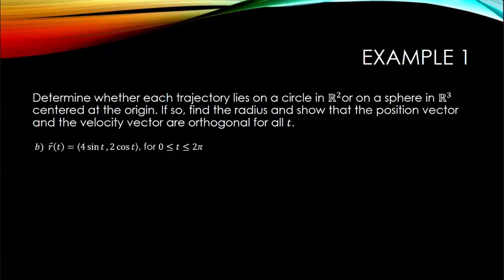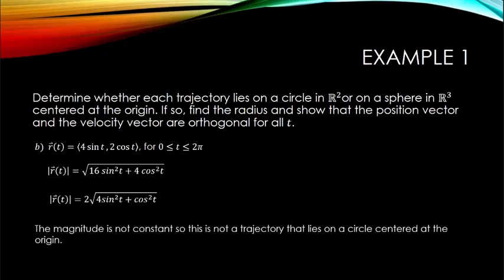In the second vector, r of t is specified by two components, 4 sine t and 2 cosine t, on the closed interval from 0 to 2 pi. The magnitude of my position vector is given by the square root of 16 sine squared t plus 4 cosine squared t. This reduces to 2 times the square root of 4 sine squared t plus cosine squared t. This is not a constant magnitude, so this trajectory does not lie on a circle centered at the origin.